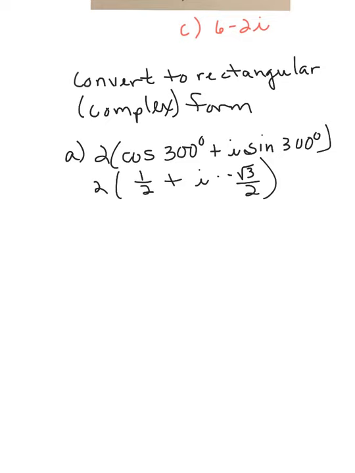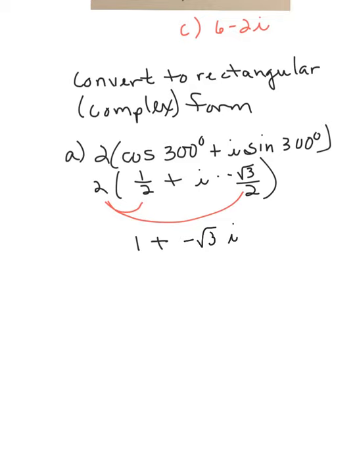So then to finish this, we have to actually distribute our 2. If we do that, 2 times 1/2 is 1 plus 2 times negative square root of 3 over 2 is just the negative square root of 3 times I. Now we are back in complex or rectangular form where we have the real part and the imaginary part.